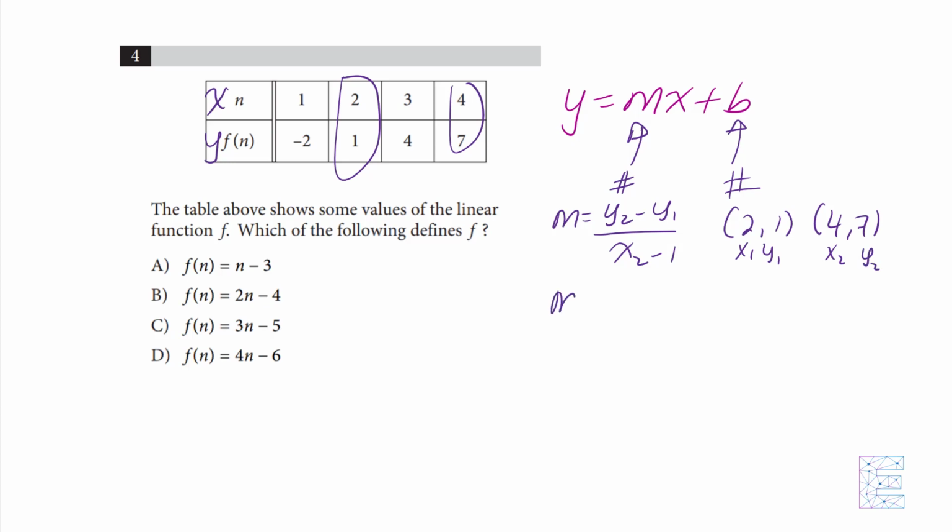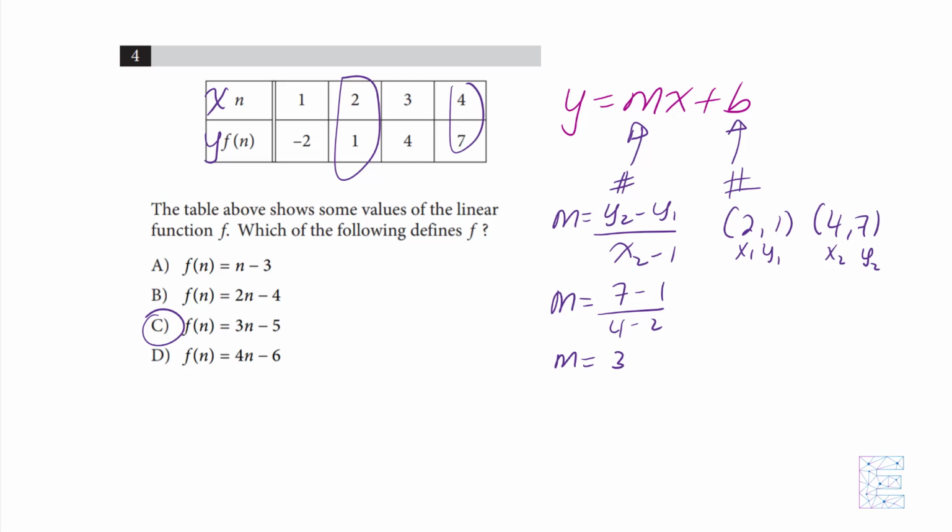Let's go ahead and plug those in so we can find slope. So we have 7 minus 1 over 4 minus 2, which is 6 over 2, and that is 3. So we can actually pause here for a minute and glance at the answers, see if there's any answer that has 3 as a slope. And C appears to be the only one, so we know that C is the answer.